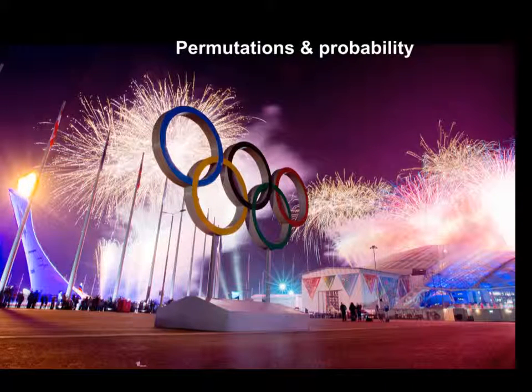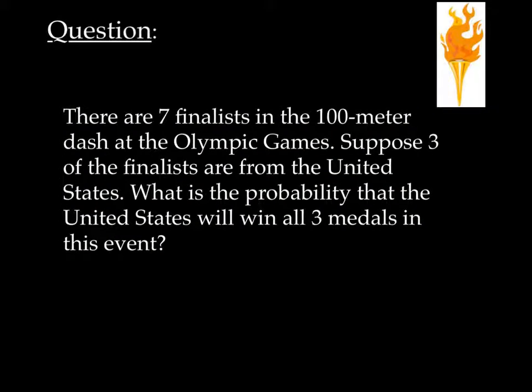Hey guys, today we'll be talking about permutations and probability. The question is, there are 7 finalists in a 100-meter dash at the Olympic Games. Suppose 3 of the finalists are from the US. What is the probability that the United States will win all 3 medals in this event?